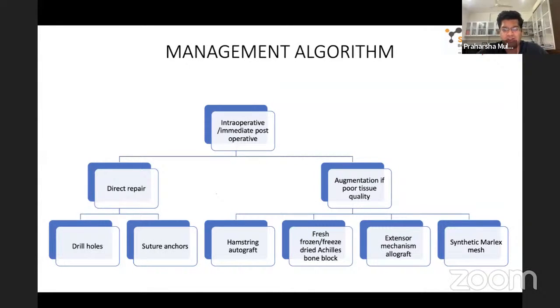Again, I'm not showing you photographs or any video of it because we didn't do it personally. And this is a pretty specialized thing, which again, is always preferable to include your arthroscopy consultants in. Now, fresh frozen and freeze-dried Achilles bone stock, etc., is not going to be available everywhere. So hamstring autograft is an intraoperative option that you have. And if you have it, synthetic Marlex mesh or a mesh repair of the patellar tendon has been described with good outcomes. So this is something that probably you can all read up about online.